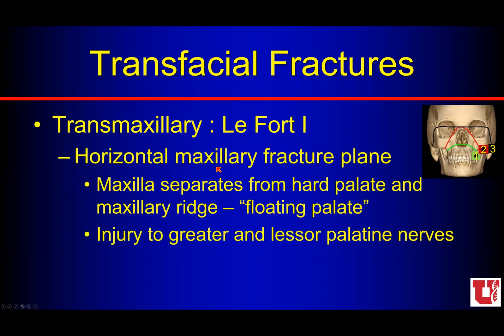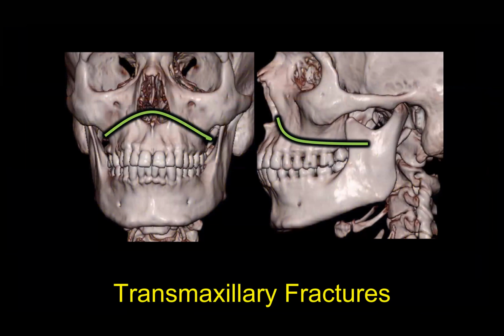This is the horizontal maxillary fracture plane. Here the maxilla separates from the hard palate and the maxillary ridge, so it's sometimes called the floating palate, and we have a good chance of injury to both the greater and lesser palatine nerves, these little canals that open up at the back of the hard palate. Here in green, we see where that transmaxillary fracture is and how it goes back to involve those pterygoid plates posteriorly. That's the Lefort type 1.